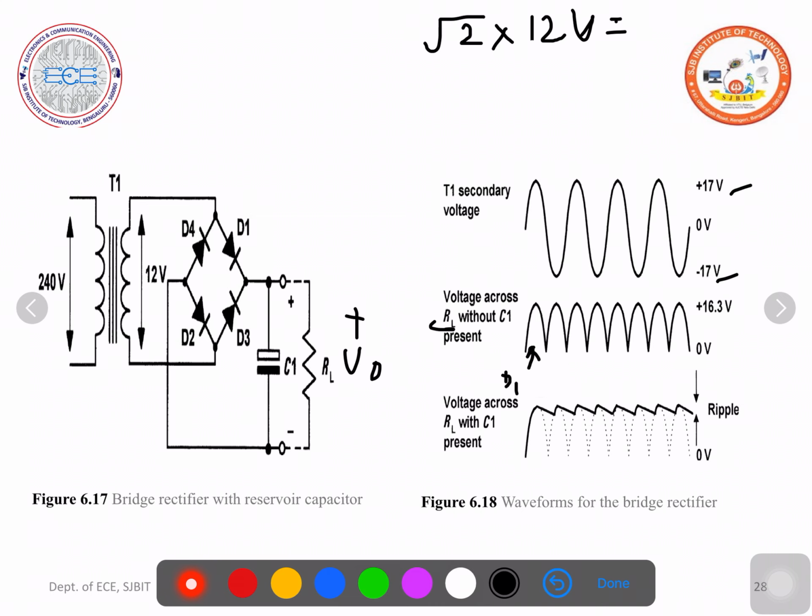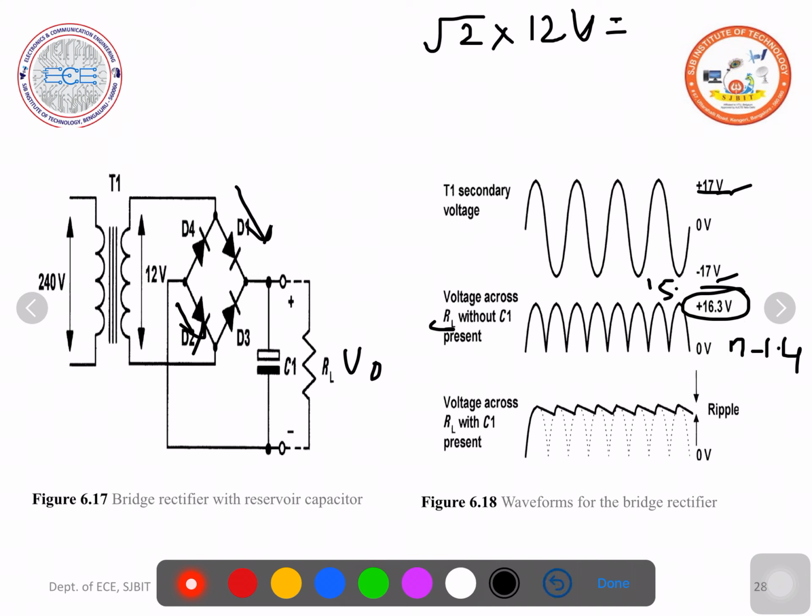Here the mistake is, once again, here 16.3. Peak voltage is 17 volts. So there will be a drop across one of the diodes and one more diode. 0.7 plus 0.7, 1.4. So it should be 17 minus 1.4. So actually this is 15.6. In the textbook it is given 16.3. You make the change, it is 15.6.